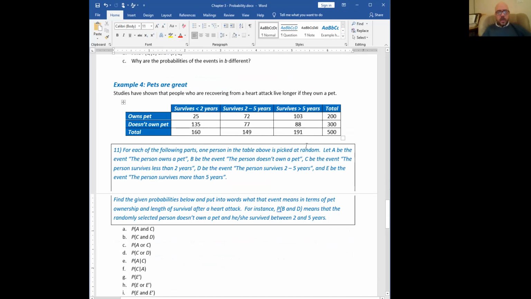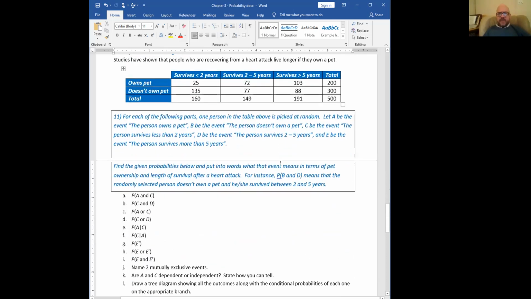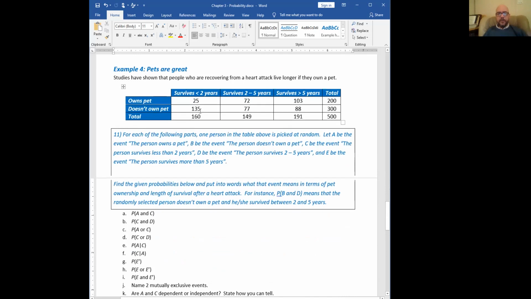So here I've got 5 different categories. This is how long people survive after, I believe, heart surgery, or if they're recovering from a heart attack and they own a pet. Interestingly, it is a statistical certainty, basically, that owning a pet increases your survival rate after major devastating life events, including heart attacks, for instance.